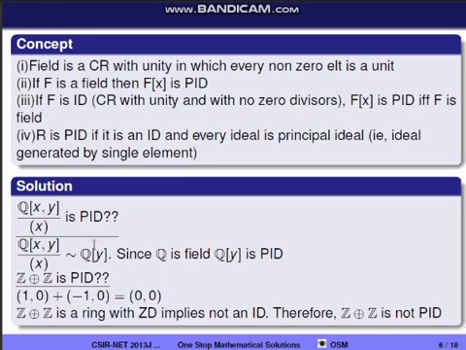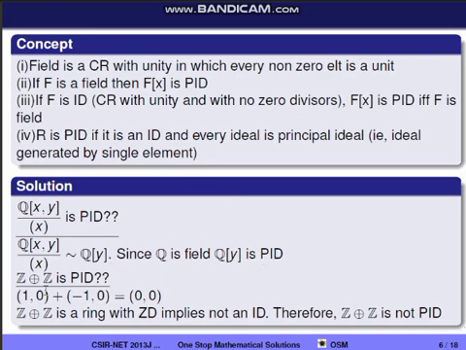We know Q[x,y]/(x) is isomorphic to Q[y]. We know Q is a field, therefore by the second concept, Q[y] is a PID. So the first option is a PID.